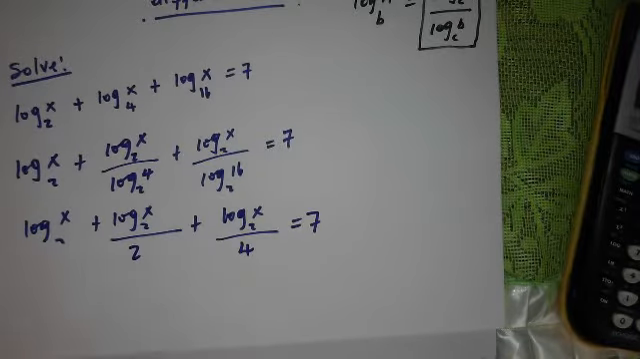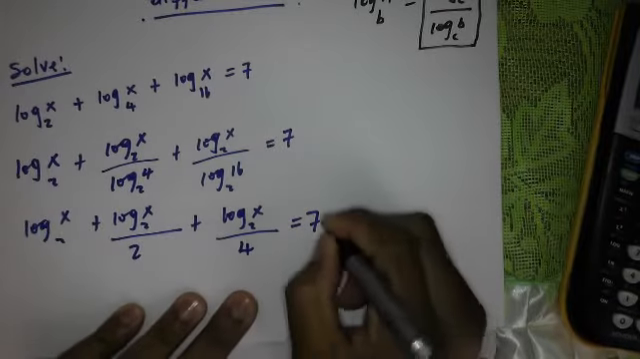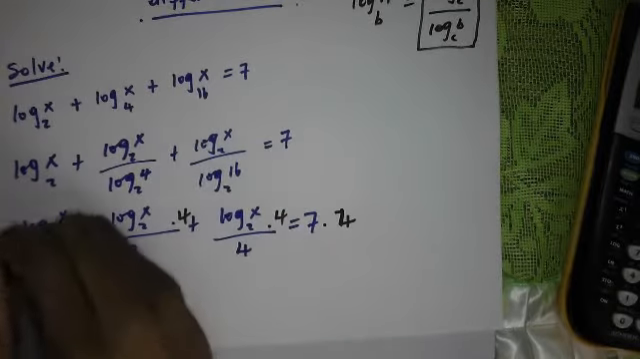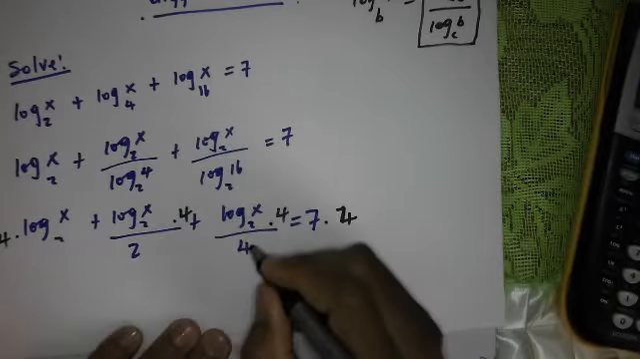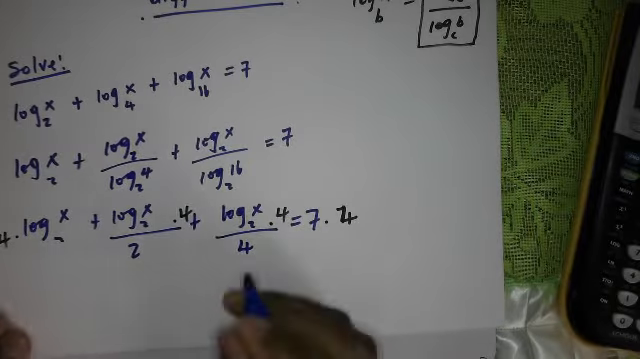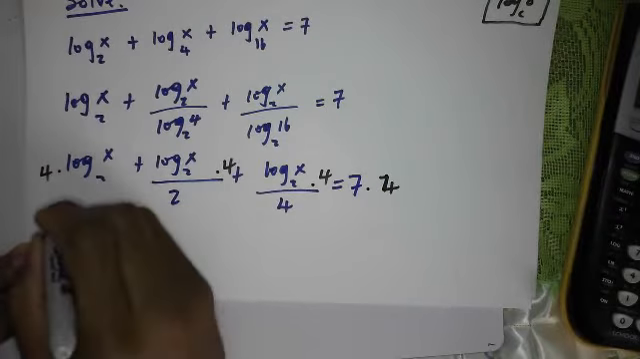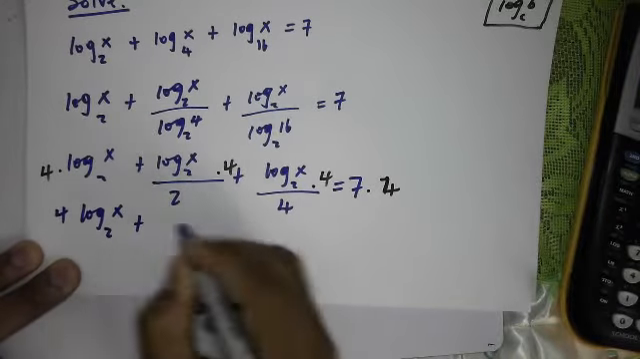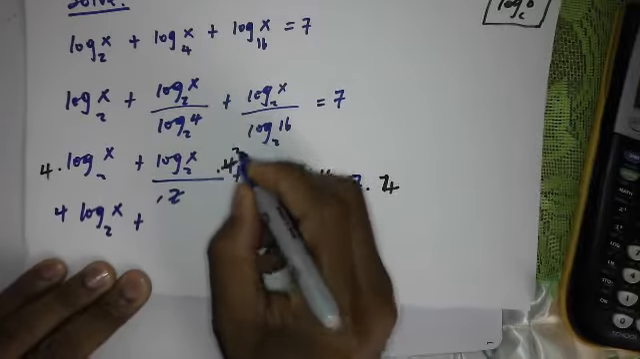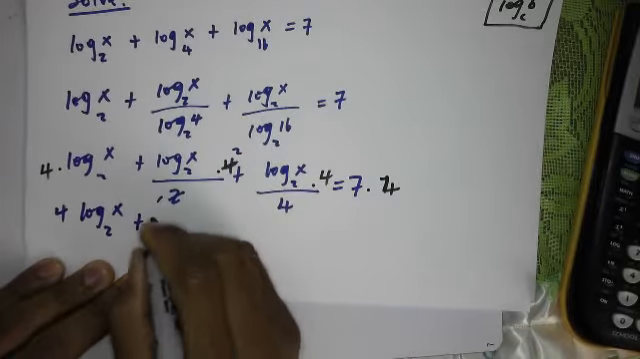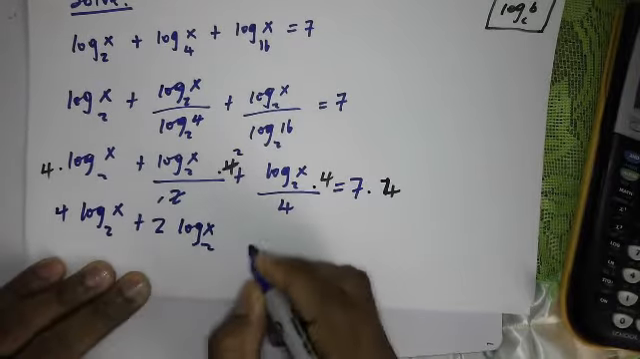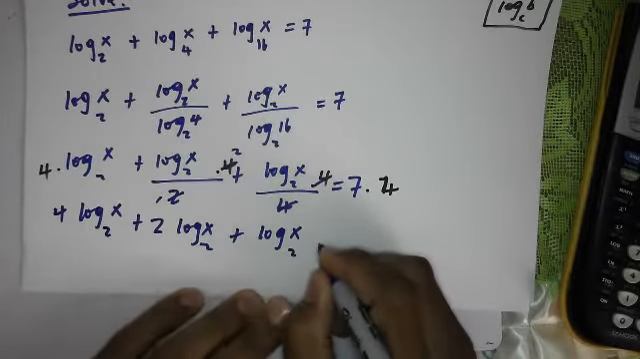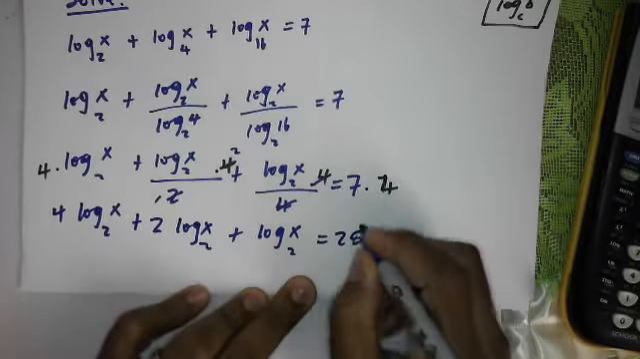So I'm going to multiply everything by the largest denominator, which is 4. So I multiply this by 4. I multiply this part here by 4. Multiply this by 4. And I multiply this one here by 4. Okay? So what we would have in this case is 4 log x base 2 plus, 2 into itself goes 1, 2 into 4 goes 2, so I would have 2 log x base 2. This 4 will take out that, plus log x base 2 equals 7 times 4, 28.